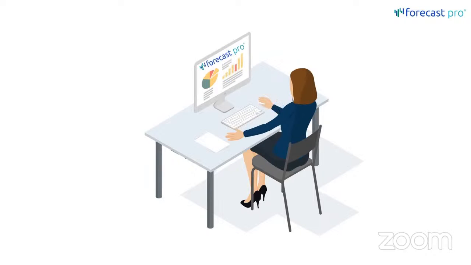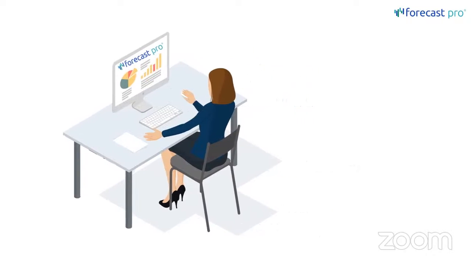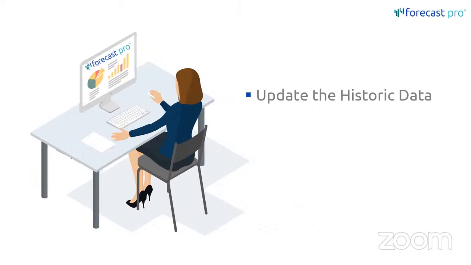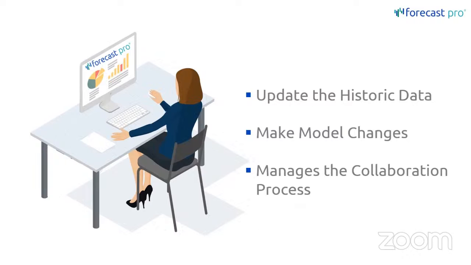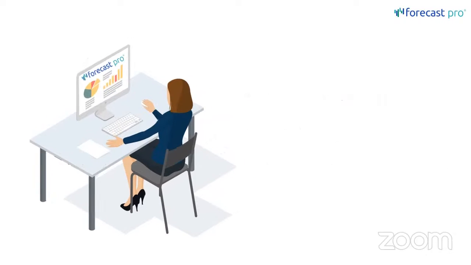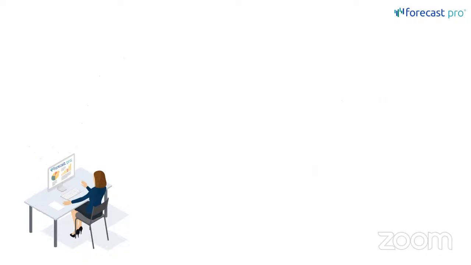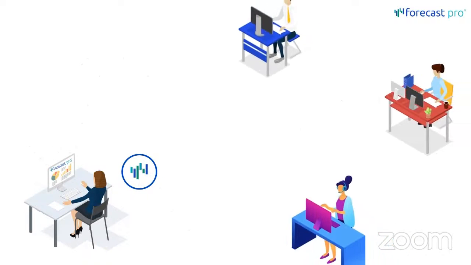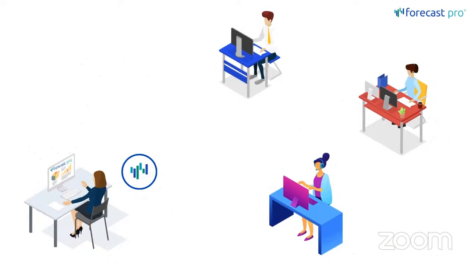In our example, we'll start with the main forecaster working in Forecast Pro in the parent project. Their responsibility is to update the historical data, make any statistical model changes. They're also responsible for managing the collaboration project. They will create the child projects and distribute them to each of the individual users. To do this, they break up the parent project into smaller child projects that they distribute to the individual child project users.